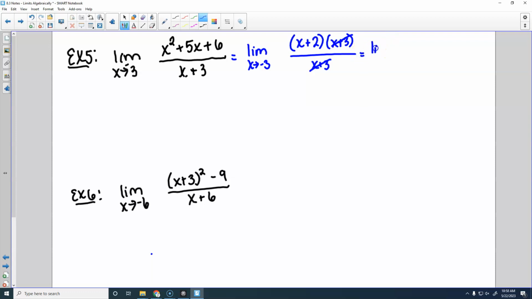So this is going to be the limit as x approaches -3 of x plus 2. And then we just have to plug in our number. -3 plus 2 is going to give us -1.